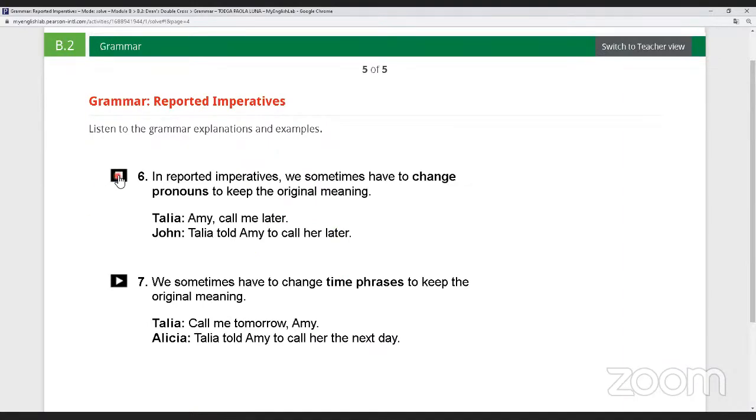In reported imperatives, we sometimes have to change pronouns to keep the original meaning. Amy, call me later. Talia told Amy to call her later.